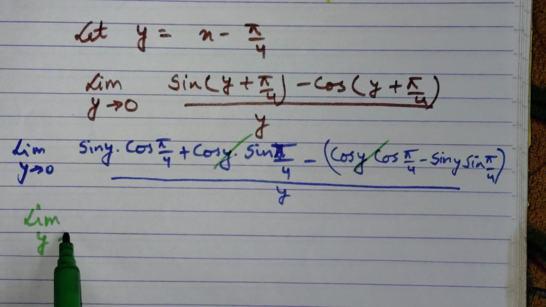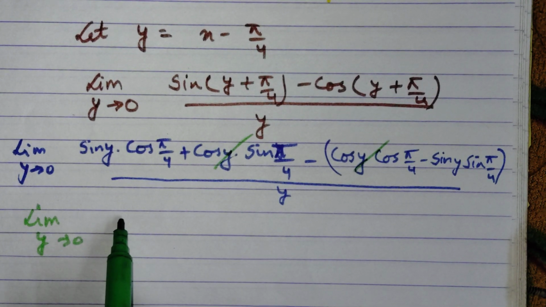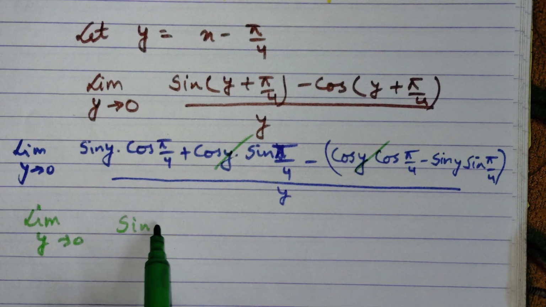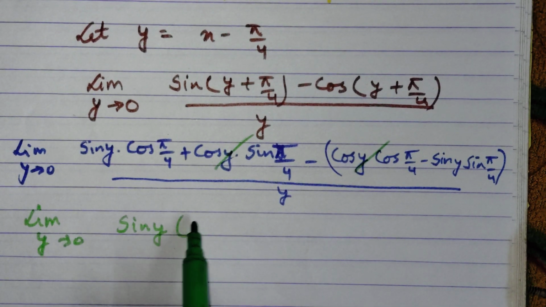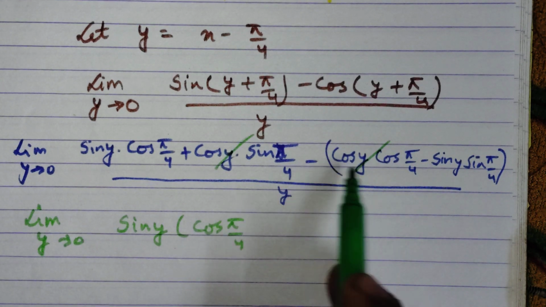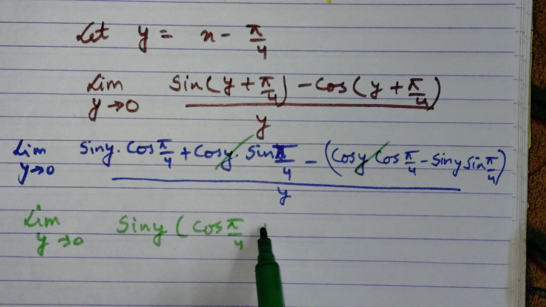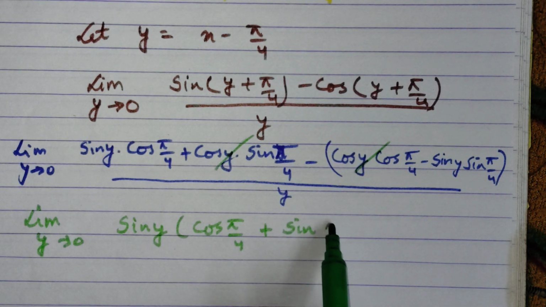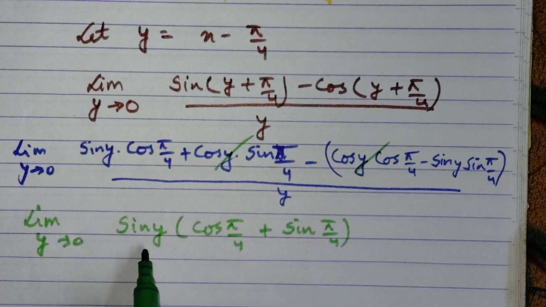y tends to 0. Sin y is taken common from this and this term, the first and last term. Inside, what is left is cos pi by 4, and this becomes positive also. Outside there is a minus, so sin pi by 4 over y.